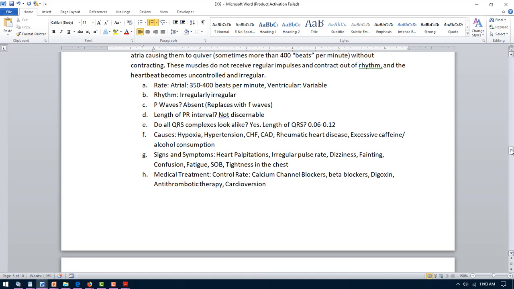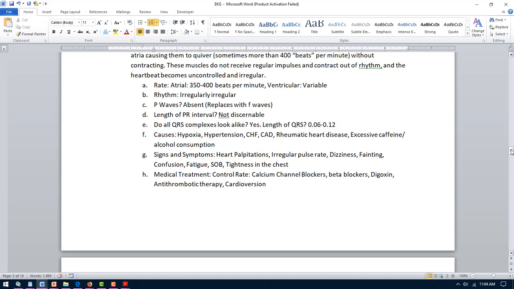The rate, if you try and count the atrial rate, it'll be up to 400 beats a minute. Beats is not actually the word that I want to use, but just to make life easier. And that ventricular rate's going to be variable. It can be fast, it can be slower. Because once it goes through the AV node and down, and the AV node is the one making the electrical impulses, it slows it way down.